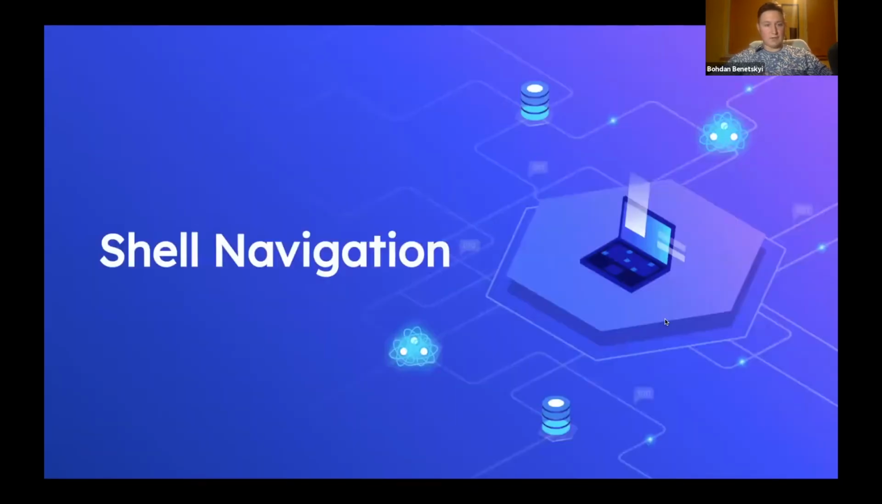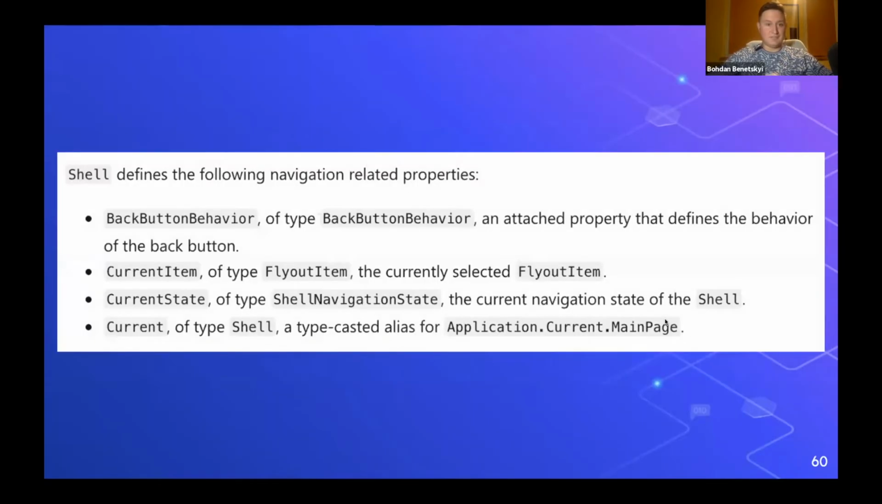And we come to a really interesting part, which is shell navigation, probably the most interesting part of the whole shell after the flyouts. Let's start with a couple of interesting navigation properties like back button behavior, current item, about which we are really talking, current state of type ShellNavigationState, and current of type Shell, just the same alias for the main page as we saw previously.